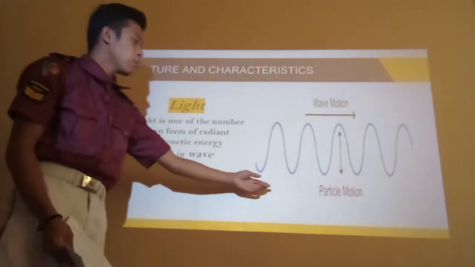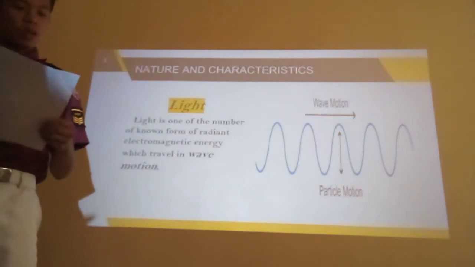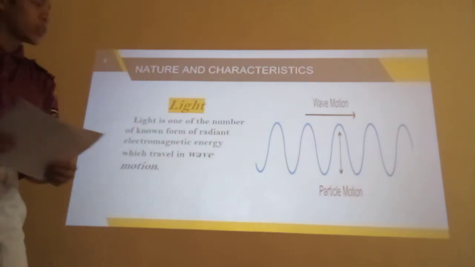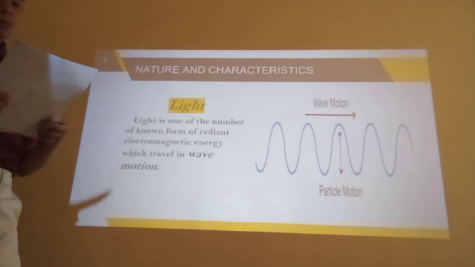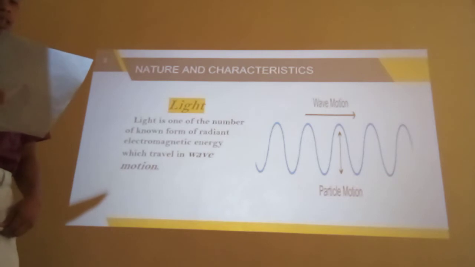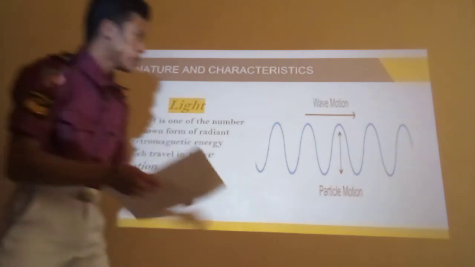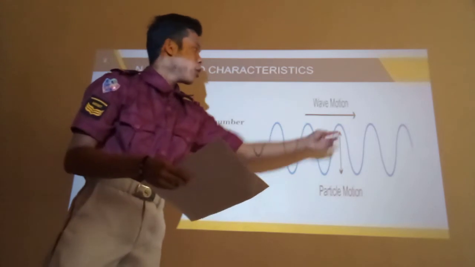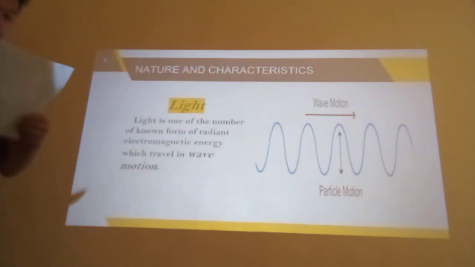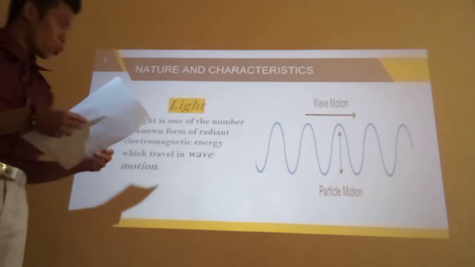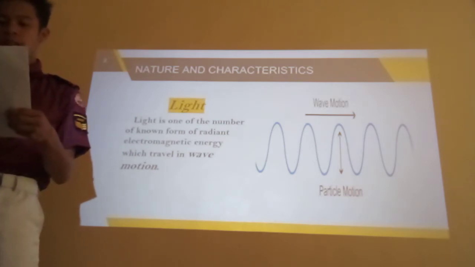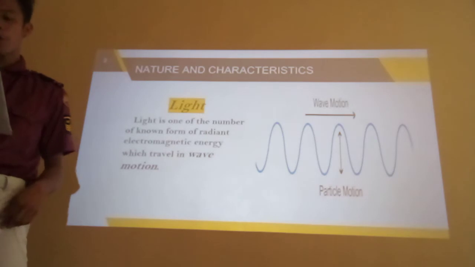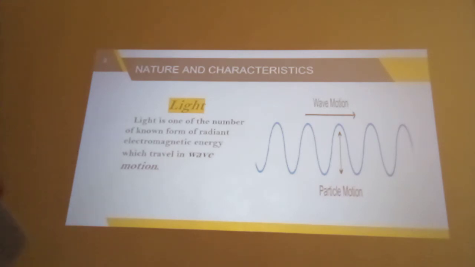This is an example of wave motion. Wave motion, or the wave theory, is a form of energy that travels at a speed of about 186,000 miles per second in air. But they differ in wavelength and frequency. As you can see, this is the wavelength of the wave motion. What is wavelength? Wavelength is the distance from the crest of the wave to the next succeeding crest, while frequency is the number of waves passing a given point in a second.